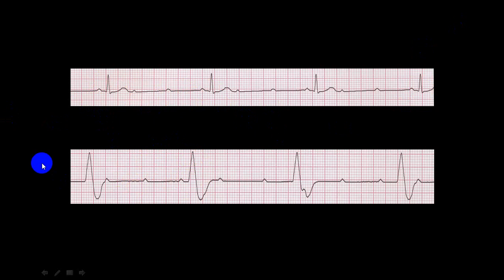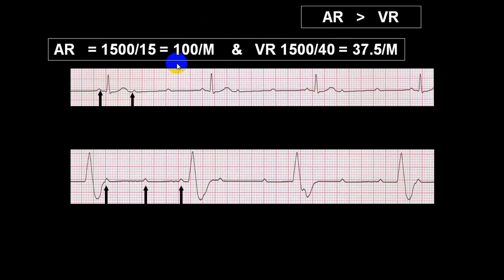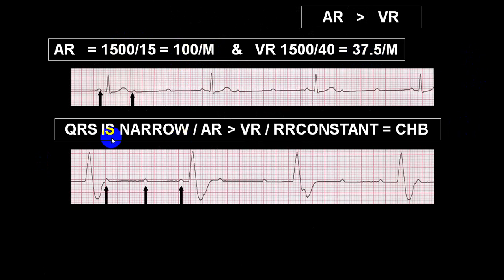This is complete heart block with broad QRS complex. You can see the P wave markers. Atrial rate is faster than ventricular rate. Here, atrial rate is 100 per minute, ventricular rate is 37. Now, this is narrow QRS complex, but RR interval is constant. Ventricular rate is less than atrial rate, it is a complete heart block.